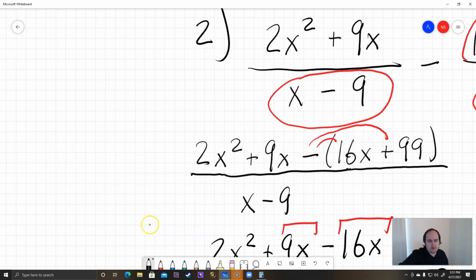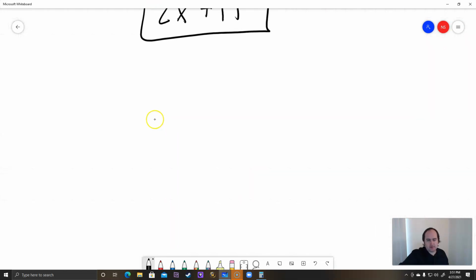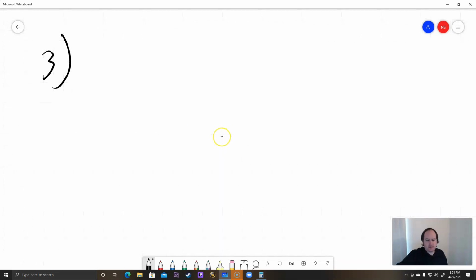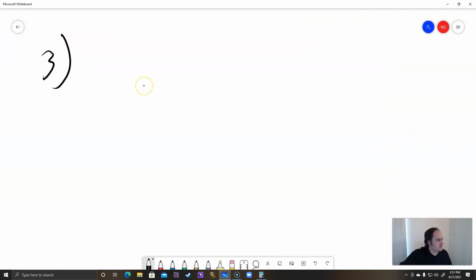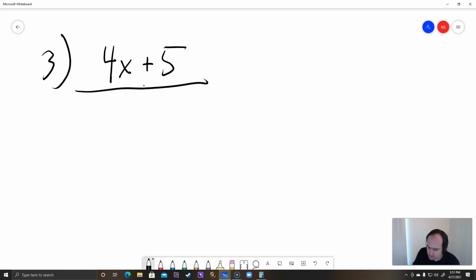Okay, so that was example number 2 that we just did. So let's take a look at example number 3. Now the difficulty is going to go up here a bit, mostly just because it's a long thing to write out. So for example number 3, we have 4x plus 5 all over x squared minus 9x plus 20.